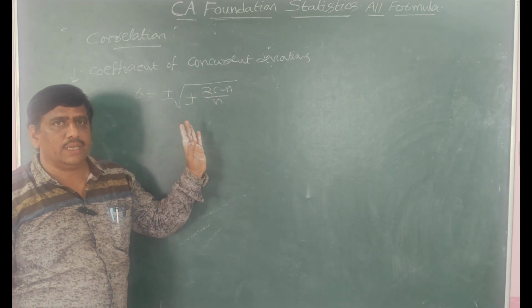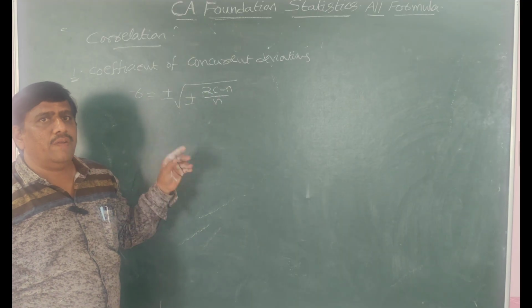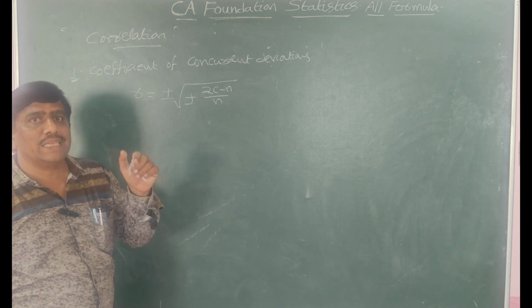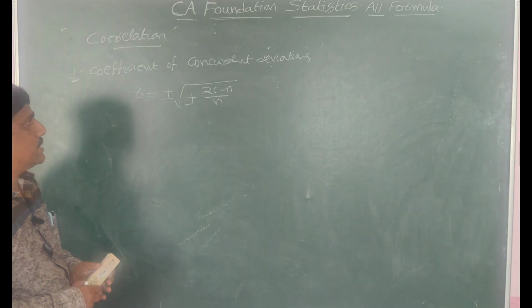Please remember that point. In concurrent deviations, n is not the number of pairs. n is always the number of deviations, which is 1 less than the number of pairs. So this is the formula for concurrent deviations.